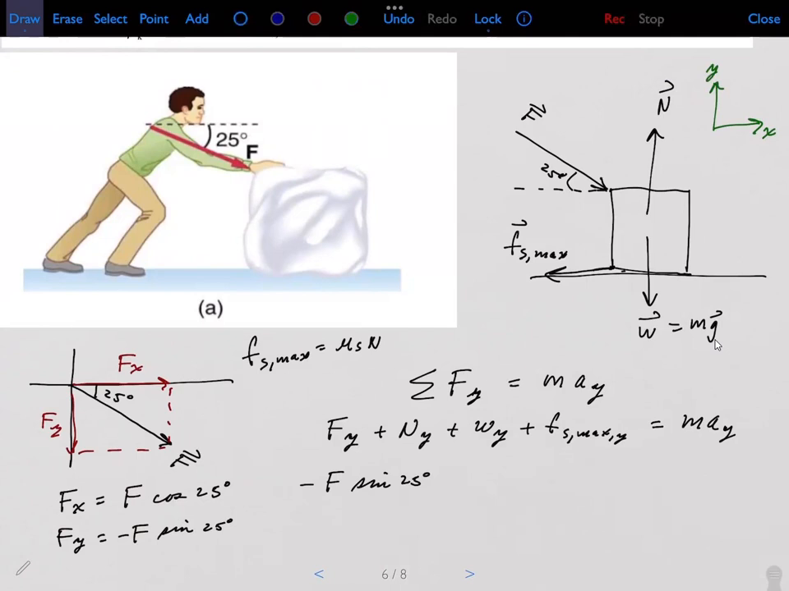So Ny is all of N, because it's pointing to positive Y. The weight, Wy, is going to be all of the weight but negative, so negative mg. And then Fs max y, that's 0, right? Because that's pointing in the negative x direction. And we're assuming that this block of ice is not leaving the surface of the pond. So the acceleration in the y direction is 0. So if we solve this for N, I need to add the mg and then the other term on both sides. N is going to be mg plus F sine of 25 degrees.